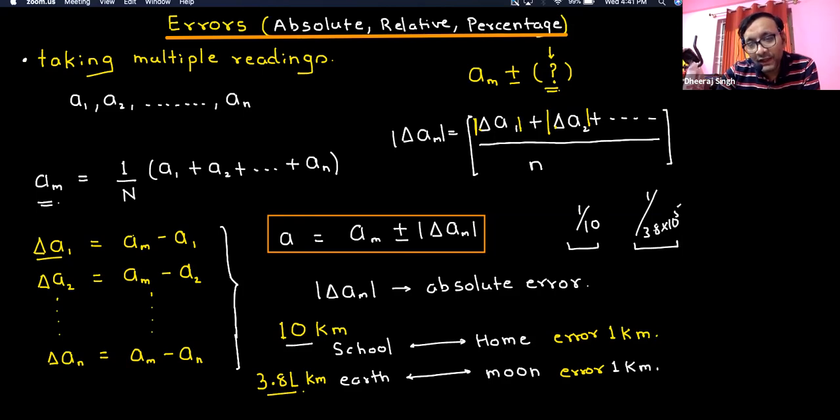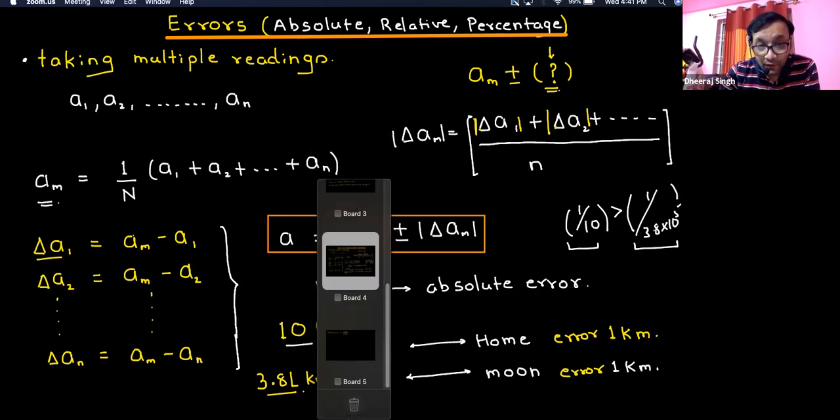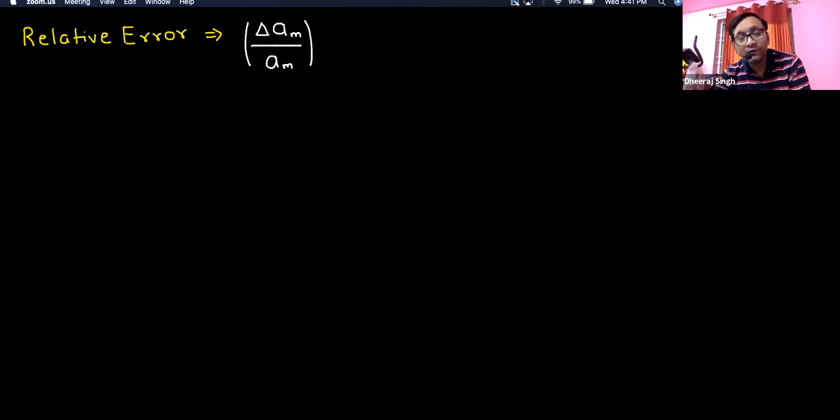So now you can say that the relative error in the school case is much more than the relative error when you are measuring the distance of the Moon. Okay, so relative error is more meaningful when you are comparing two readings. Fine. Similarly, there is something called percentage error. What do you think it is? What should be the formula? Percentage error.